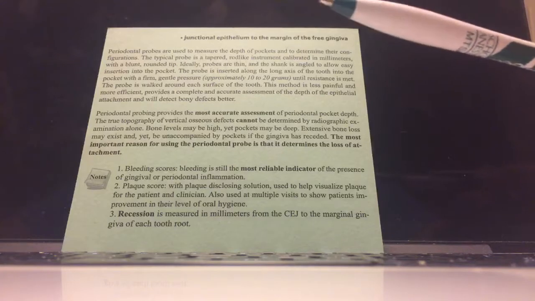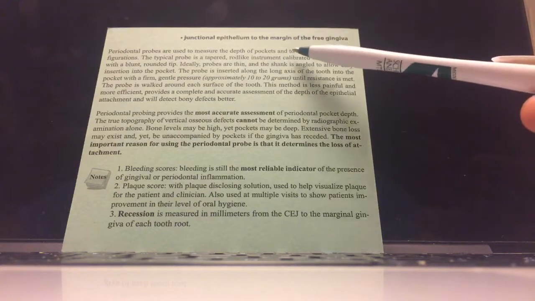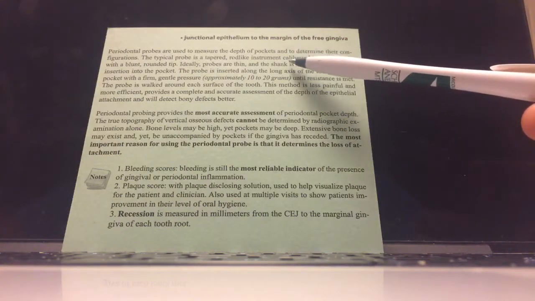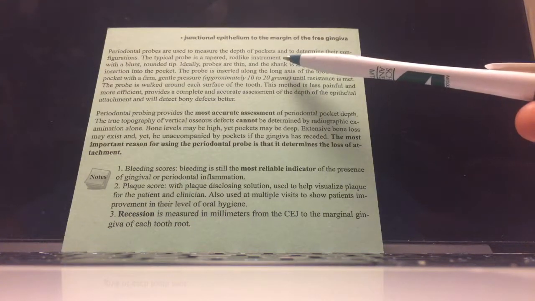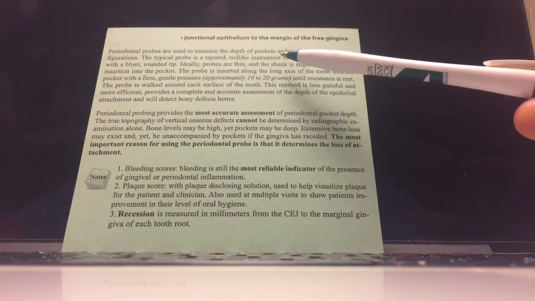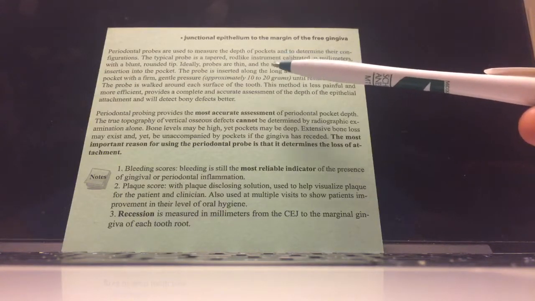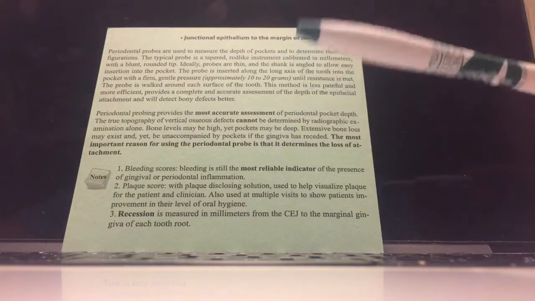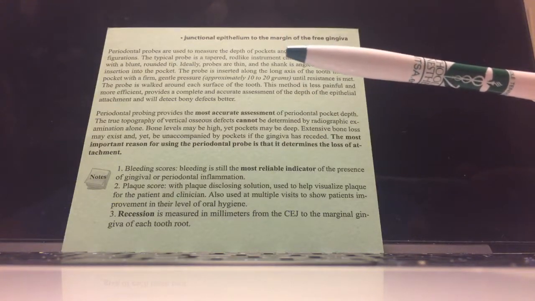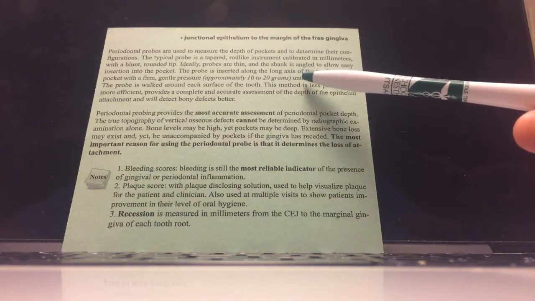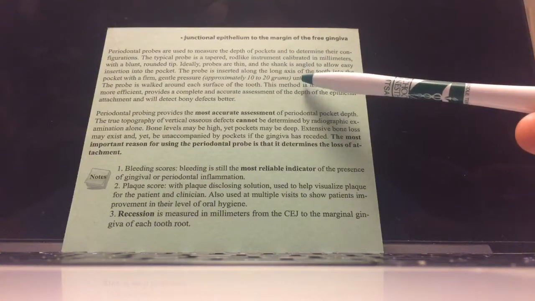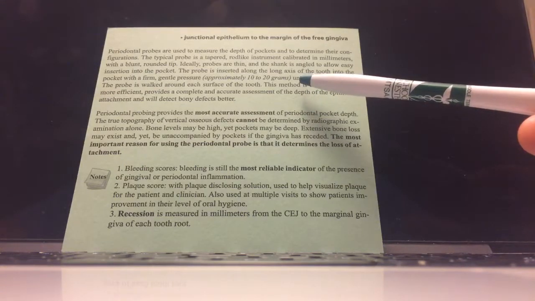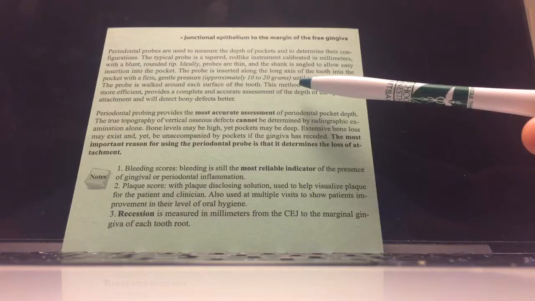Periodontal probes are used to measure the depth of pockets and to determine their configurations. The typical probe is a tapered, rod-like instrument calibrated in millimeters with a blunt, rounded tip. Ideally, probes are thin and the shank is angled to allow easy insertion into the pocket. The probe is inserted along the long axis of the tooth into the pocket with a firm, gentle pressure, approximately 10 to 20 grams, until resistance is met.